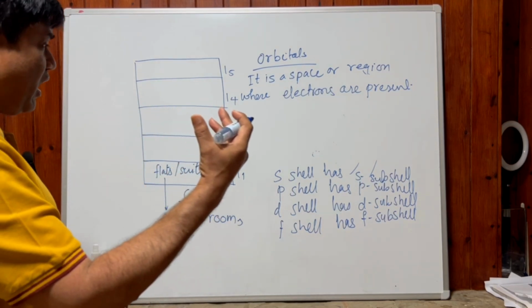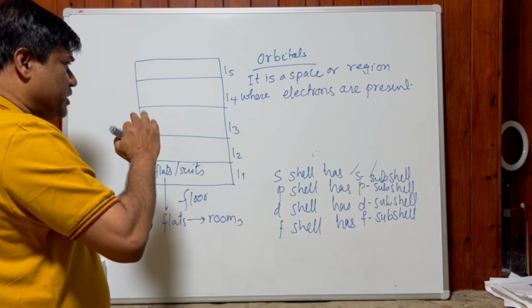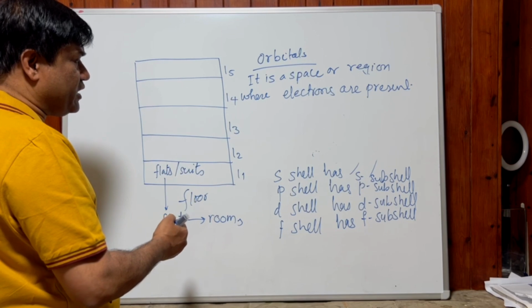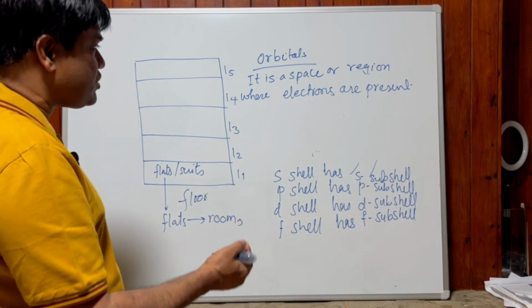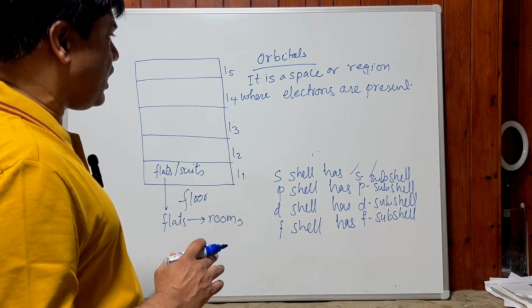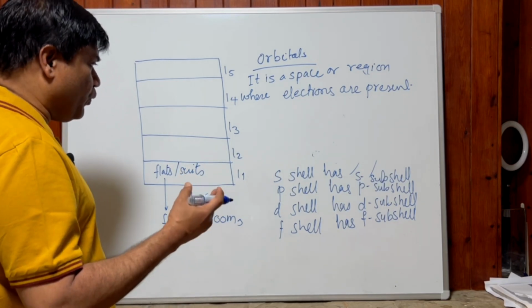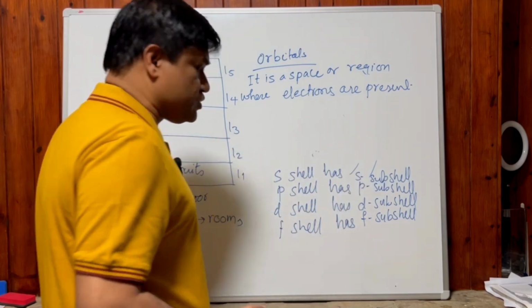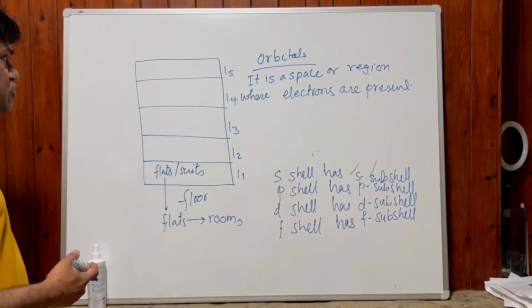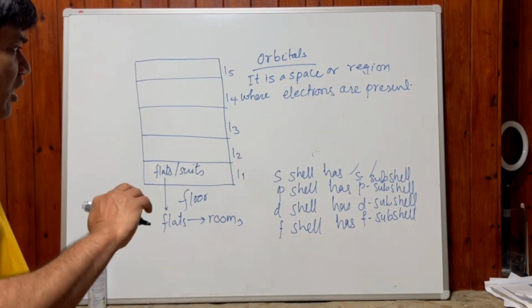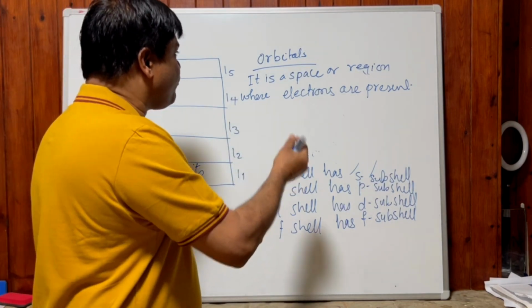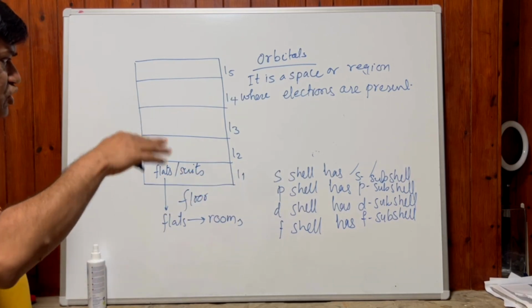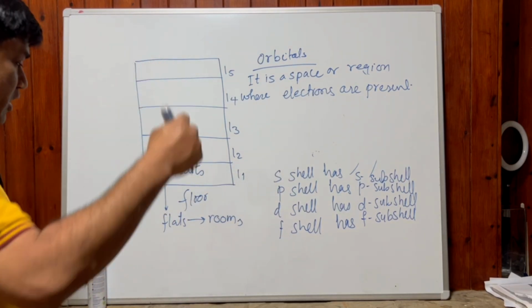Actually, some teachers say that the space where electrons are present and the orbitals are the same thing. The region where the electrons are present, we call orbitals. So it's a space or region. There's no fixed shape for the orbital because electrons are moving in 3 dimensions. We are just drawing their shapes.